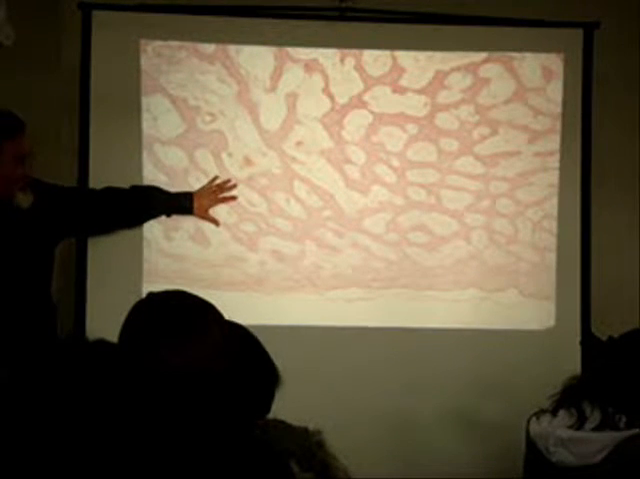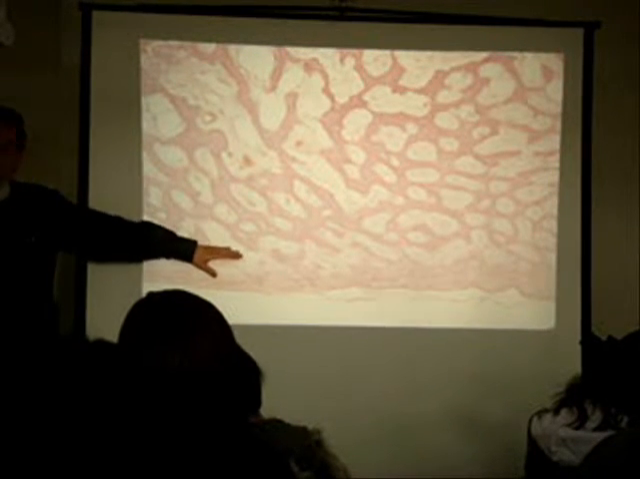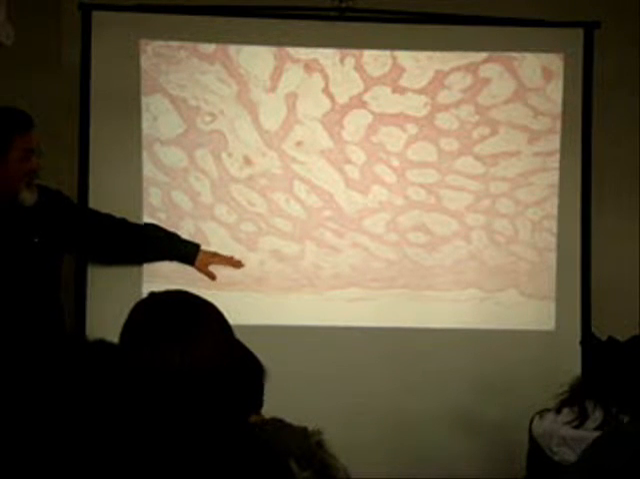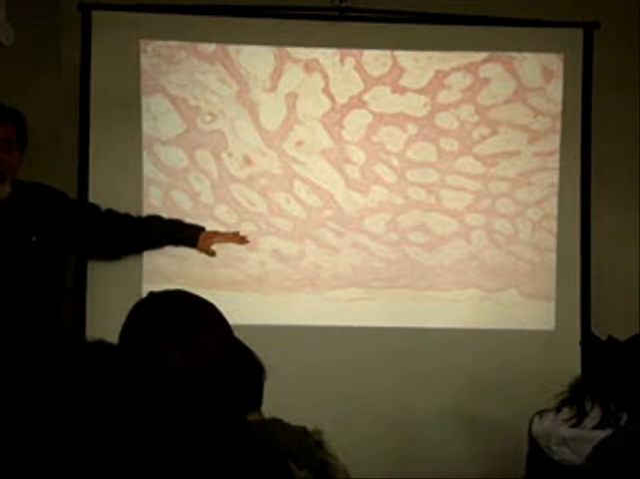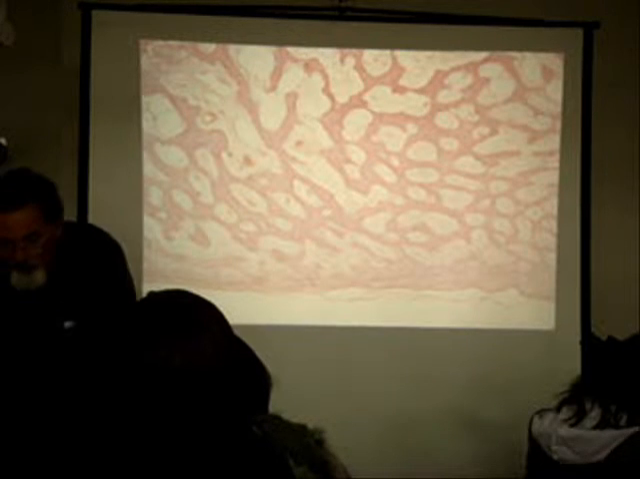So you can see you've got lots of trabeculae. What you don't have at this point is the outer cortical bone. The compact bone hasn't been organized.